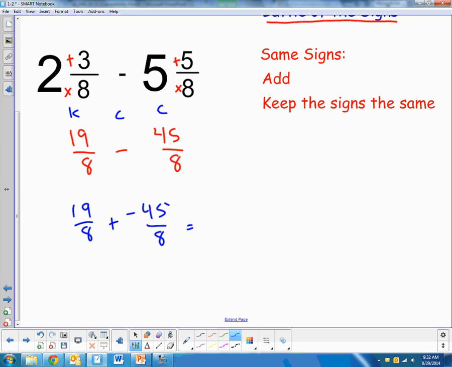Now I can use my addition rules. They have different signs, so I find the difference. Different difference, different difference. 45 minus 19, I'm going to do a little bit of scratch work over here just to make sure my mental math is correct. So I'm going to subtract. I'm going to find the difference. 5, I can't do 5 minus 9. I got to borrow. So I've got 15 minus 9, and I'm going to get 6. 3 minus 1, I'm going to get 2. So I got 26 as my result.